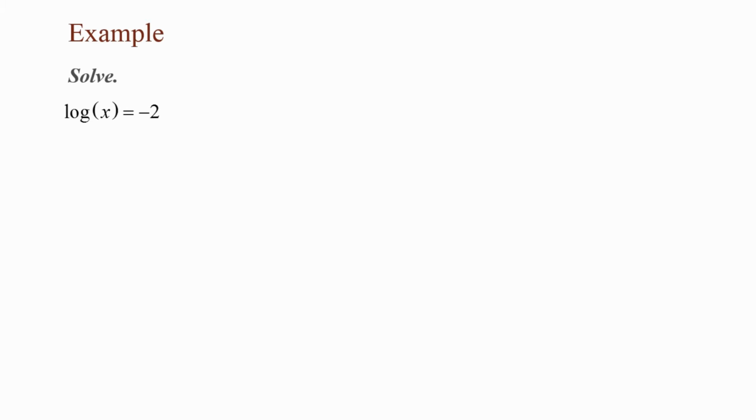In this example, solve log of x equals negative 2. Since the base isn't written, we know that the base is 10. It's equal to my exponent, negative 2. 10 to the negative 2 power is equal to x, since x is in the parentheses. 10 to the negative 2 power is 1 over 100, so x equals 1 over 100.